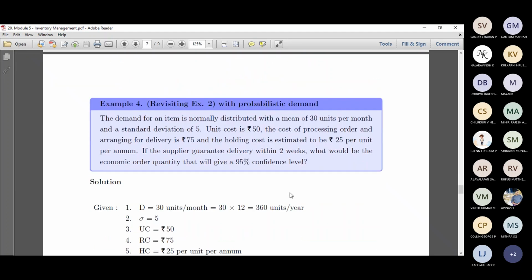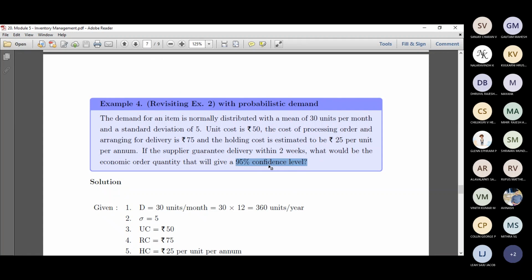Say the same problem. In this case, we will be explicitly mentioning something related to probability, like a 95% confidence level. Unless otherwise asked, you have to do it by the deterministic method. Right, so I repeat the problem.